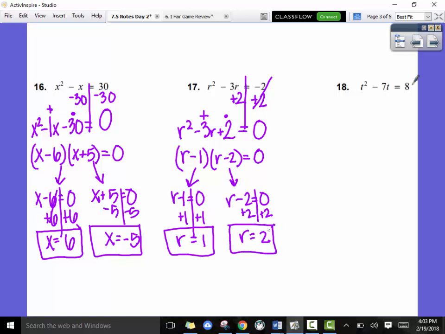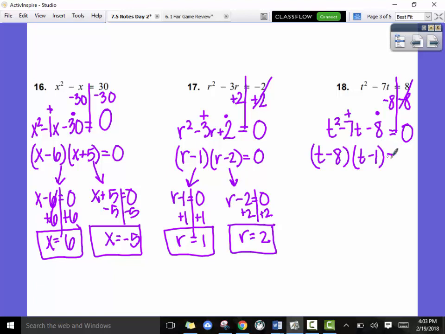And last one, number 18. Yet again, this needs to say 0, so subtract 8. This is now 0, and on this side I have t squared minus 7t minus 8 equals 0. Two numbers that multiply to be -8, add to be -7. That would be t minus 8 times t plus 1 equals 0.